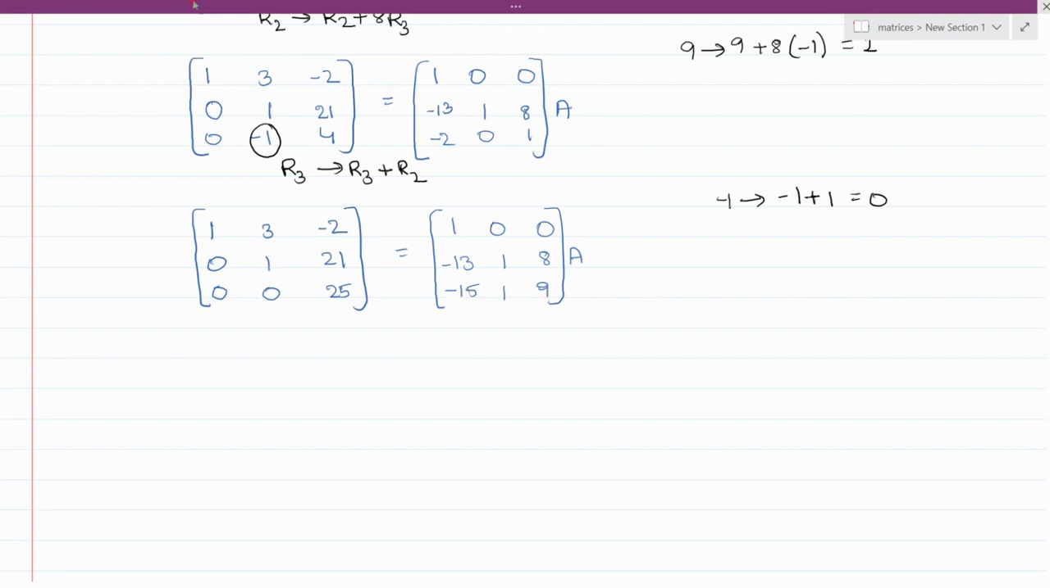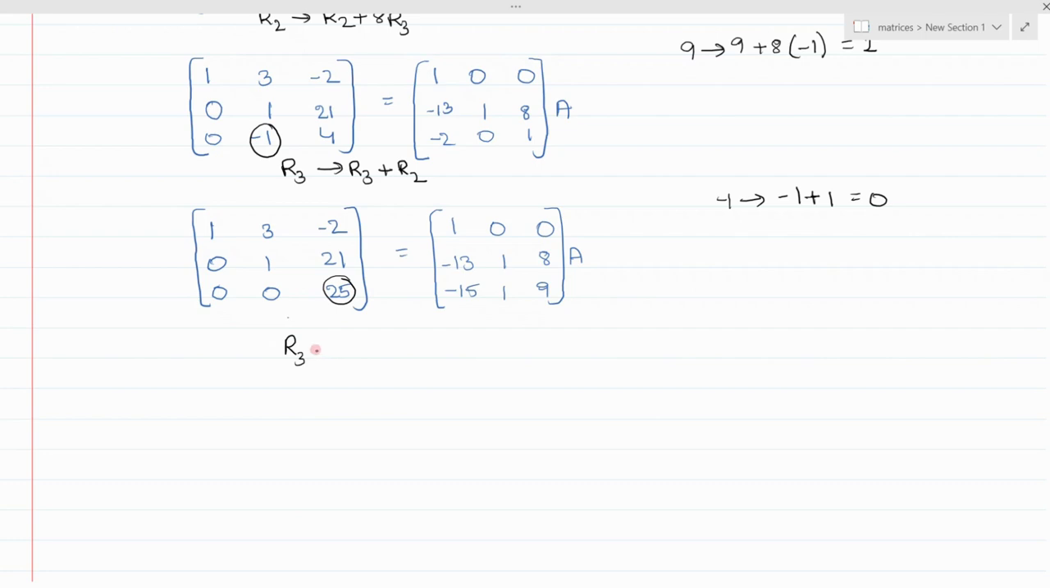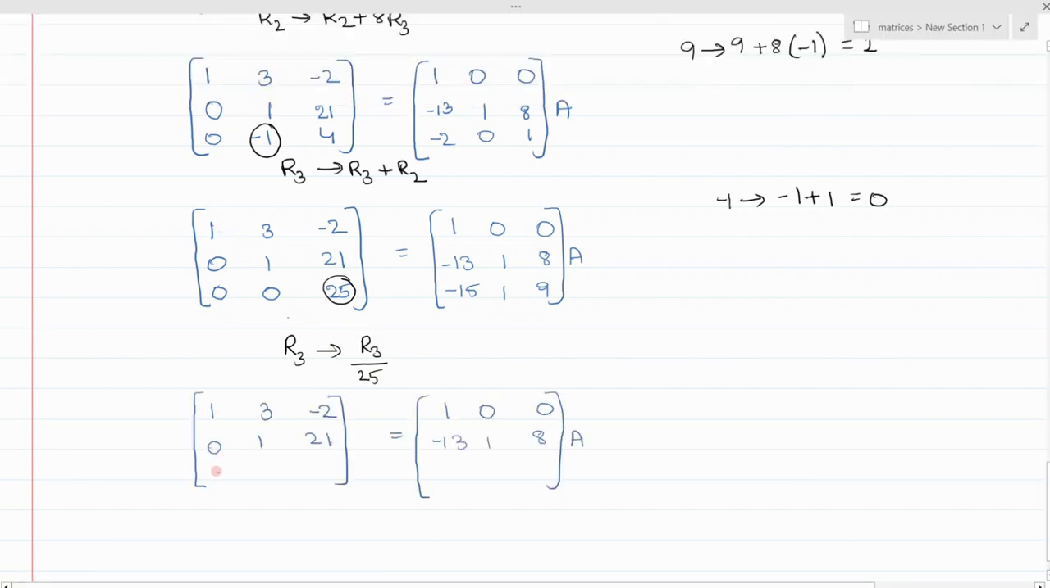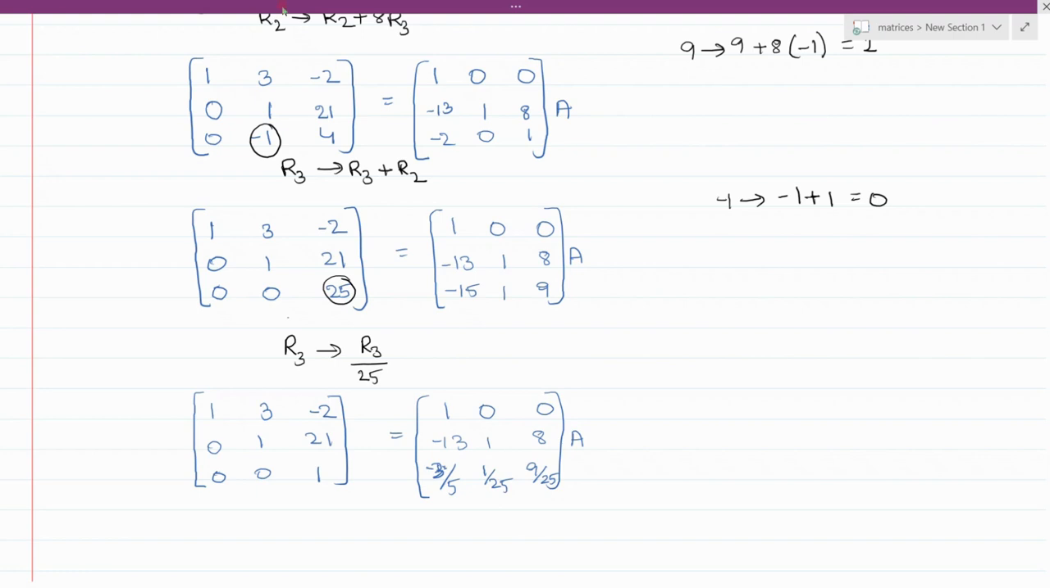Now, next step is to convert our A33 element, that is 25, to 1. So R3 changes as, we can just divide it by 25 to get 1. Now row 3 elements change as 0, 0, 25 by 25 is 1. And here it's minus 15 by 25, that is minus 3 by 5. And 1 by 25 and 9 by 25.